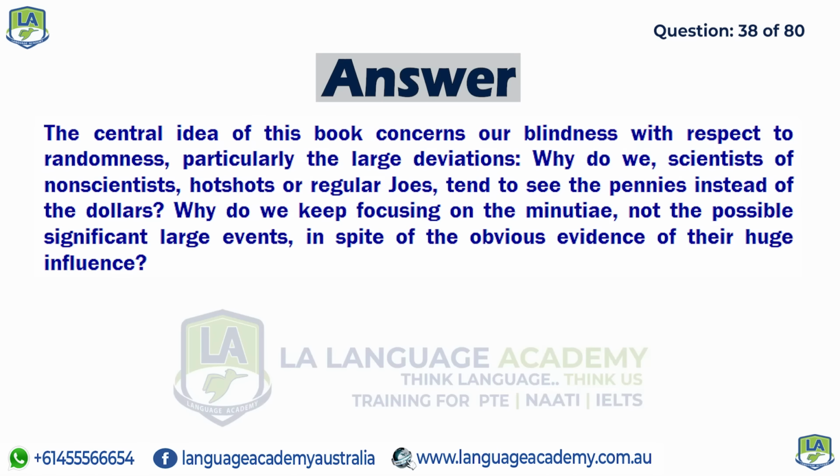The central idea of this book concerns our blindness with respect to randomness, particularly the large deviations. Why do we, scientists or non-scientists, hotshots or regular Joes, tend to see the pennies instead of the dollars? Why do we keep focusing on the minutiae, not the possible significant large events, in spite of the obvious evidence of their huge influence?